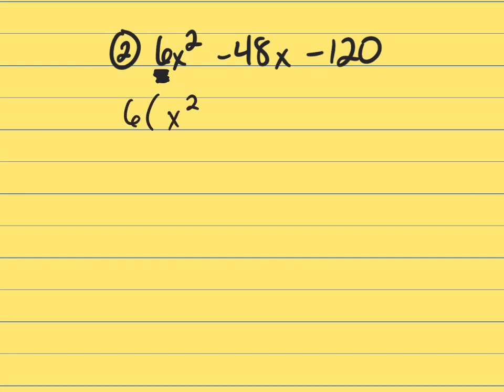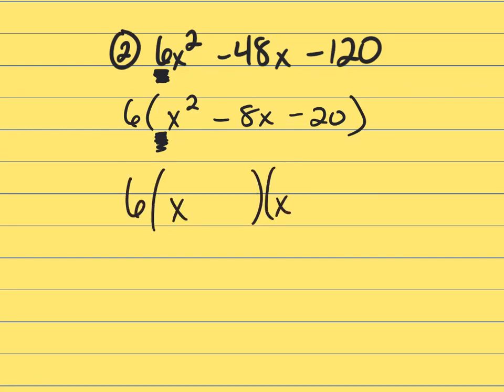6 times x squared gives me 6x squared. 6 times negative 8x gives me negative 48x. And 6 times negative 20 gives me negative 120. Now, my a value is that invisible 1 in front of the x squared. Because my a value is 1, that is not an AC method problem. This is where we factor it into 2 binomials.